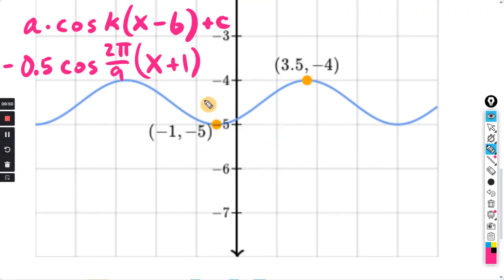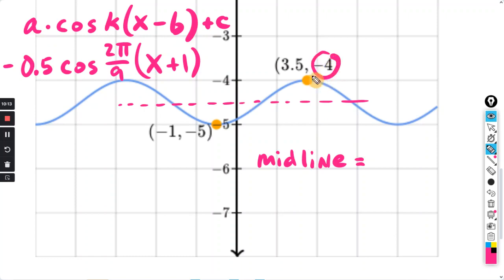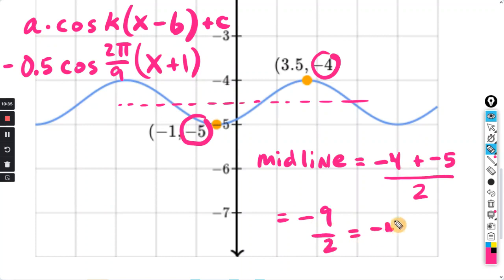Finally, what I hope is the last step is the midline. Remember the midline runs right through the middle of the graph, so the midline is your C. And that is going to be the average of the y coordinates, because it's right in the middle. So it's going to be -4 plus -5, divided by 2. -4 plus -5 is -9 divided by 2, and it's easier to enter it as a decimal. -4.5 is going to be your midline, and that's your value for C.